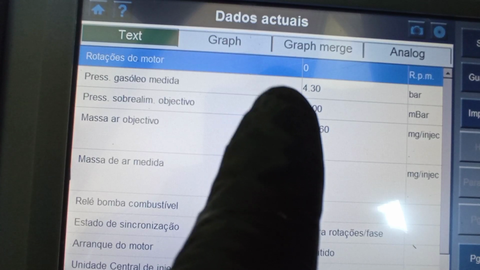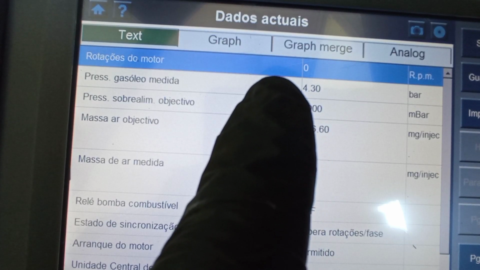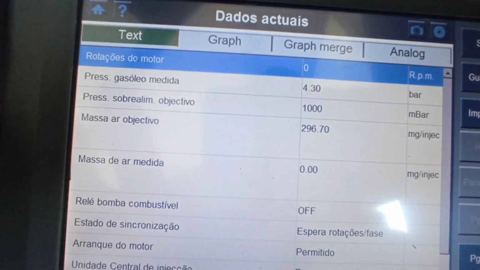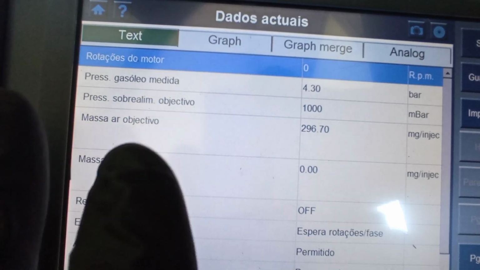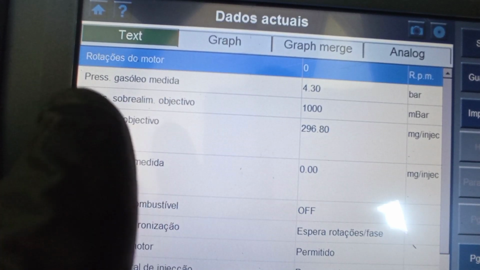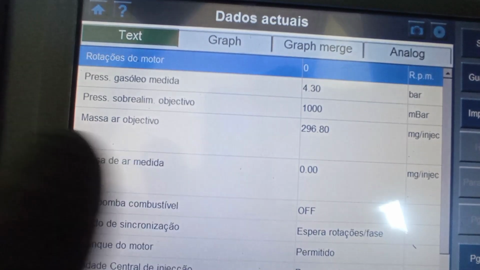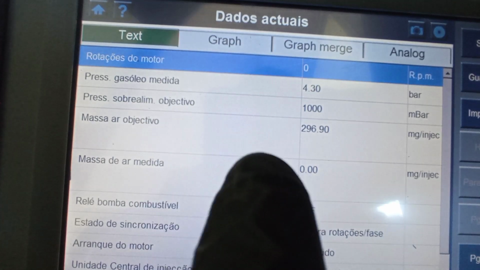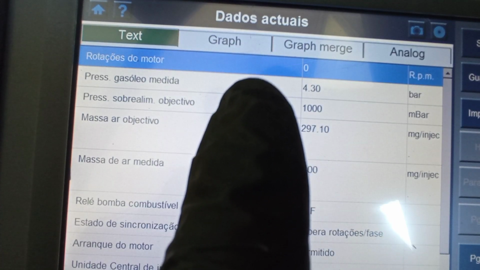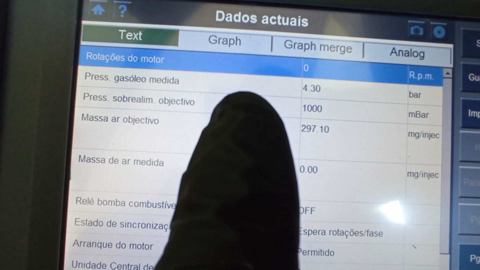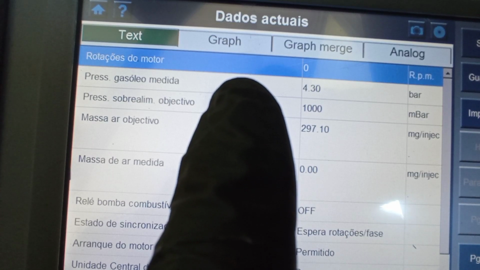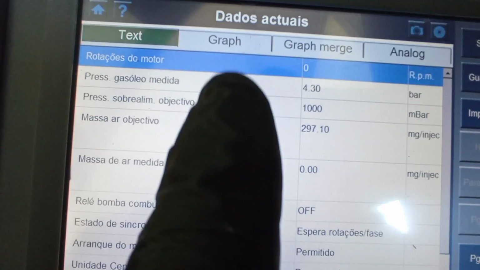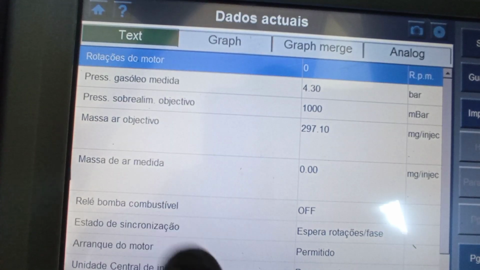No, you don't. This RPM signal here is fake, okay? Don't forget that this information is filtered for you, for the reader, for the technician. So this RPM signal here is not real from the sensor itself. If you have an oscilloscope, you will understand that the RPM sensor signal is not real, okay?